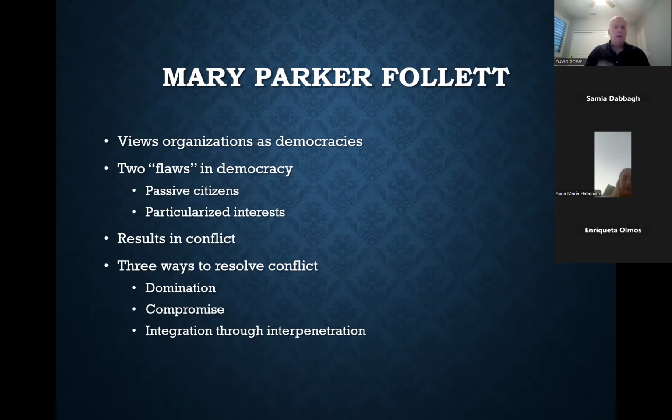Follett is also very interested in the governance of an organization, but she argues that we need to govern our organizations as democracies. She argued for democratic organizations. Follett says when you look at a system of democracy, despite all of its advantages, there are two fundamental flaws in most democratic systems: passive citizens and particularized interests.